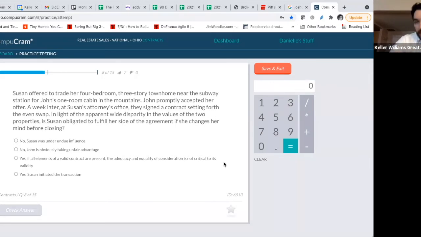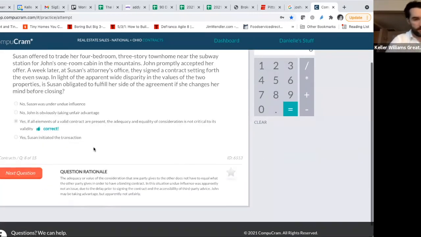All right, so Lavinia says yes, but not entirely sure why. Seeing enough C's in there to go with C, and that's going to be correct. Adequacy and value of consideration are not required to be equal to form a binding contract. The consideration just has to be valuable, right? So there is a value to John's cabin in the woods, and then it fulfills the consideration qualification to form a contract, right?